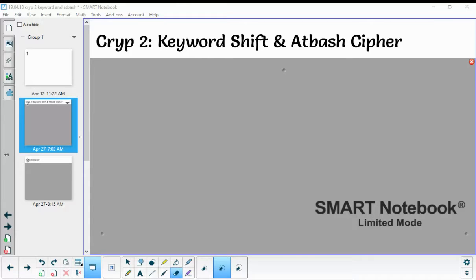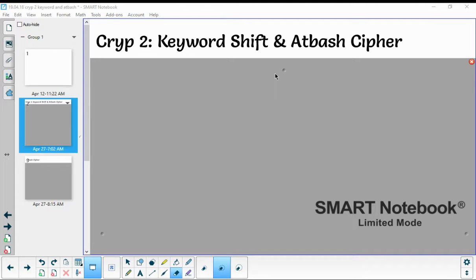Second day of cryptography, or the second video at least. Today we're going to do two different types of substitution ciphers. Remember, a substitution cipher is where you substitute another symbol, usually a different letter, sometimes a picture or numbers even, for each letter in your ciphered word. We're going to start with a keyword shift.